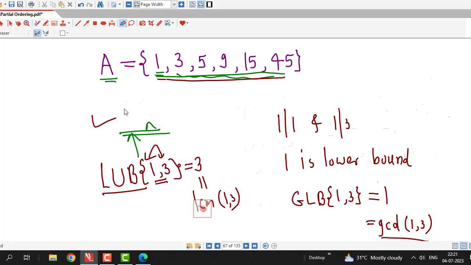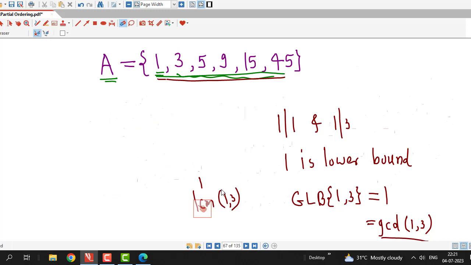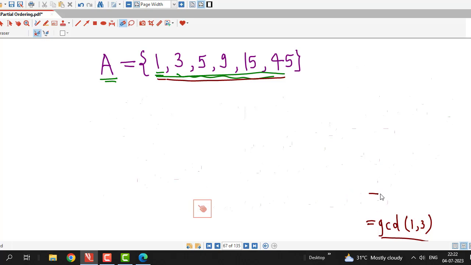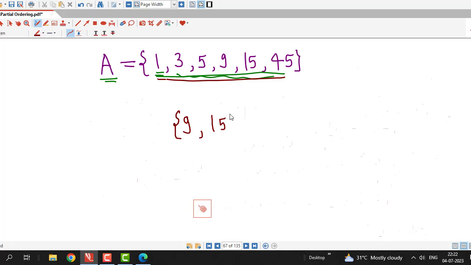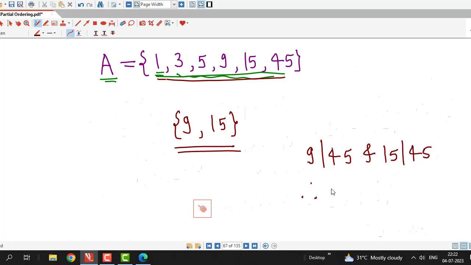So in this way we have to decide least upper bound and greatest lower bound for each possible pair of two elements. We consider another pair. Suppose I am interested in the set having two elements 9 and 15. So first I have to decide upper bounds of this set. So we know that 9 divides 45 and 15 divides 45. Therefore 45 is the only upper bound.